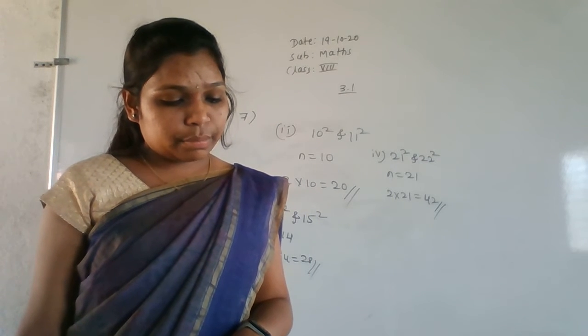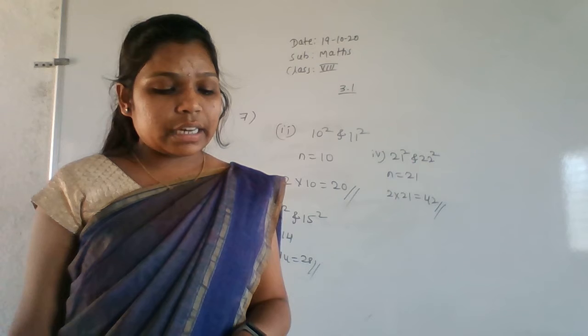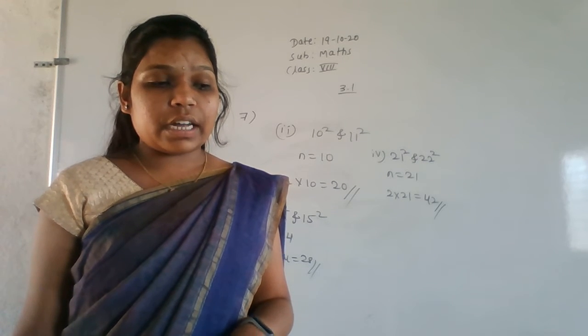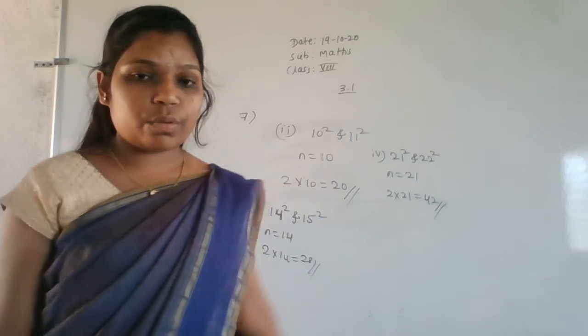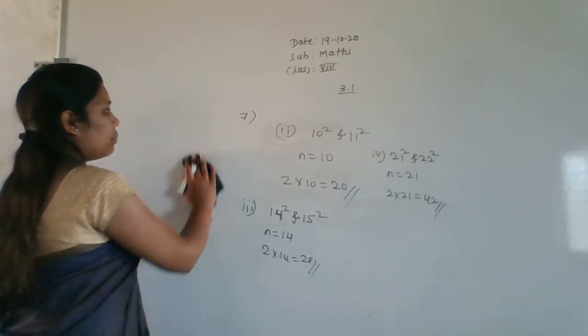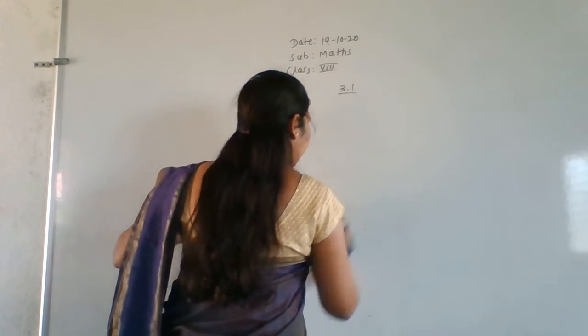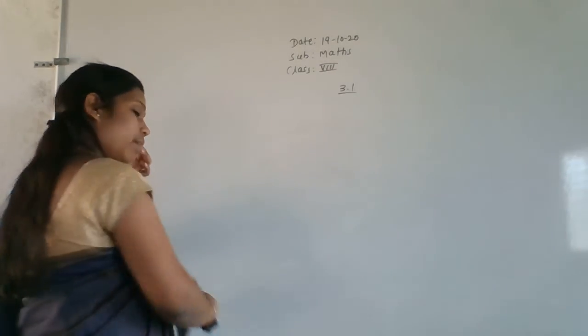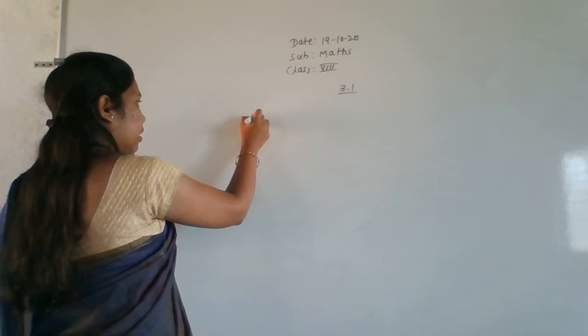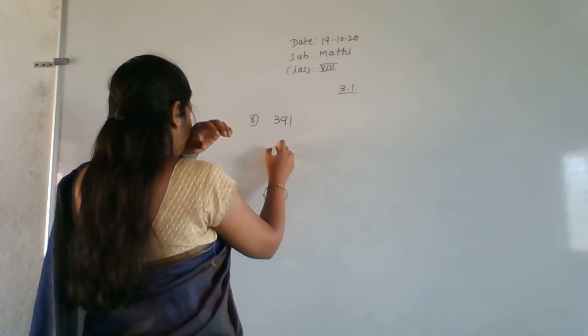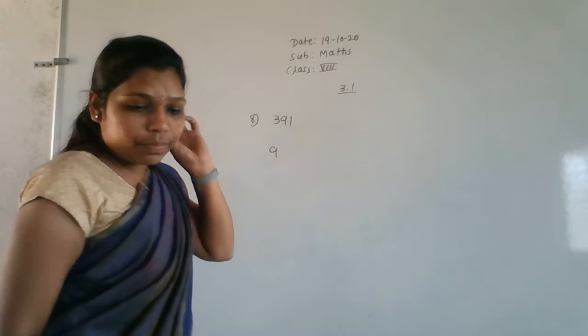Now we'll solve the 8th main. Can the square of 391 be 9891? Justify your answer. How to verify? Without doing the multiplication, we have to answer this question. So 8 1, the given number is 391, and the square of that number is what they have given here?